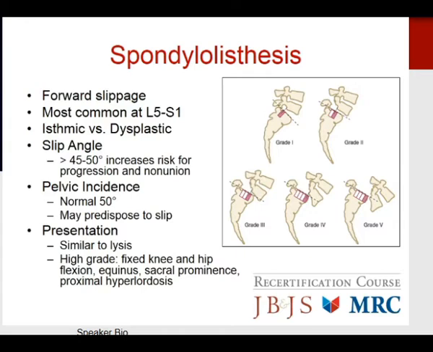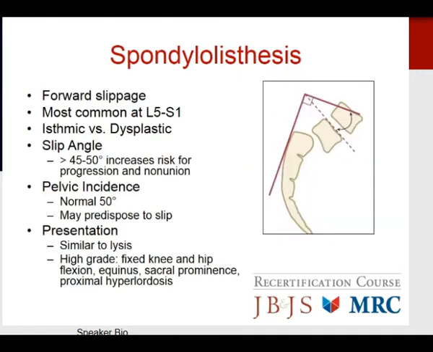The Meyerding classification of spondylolisthesis is based upon the amount of forward slippage of one vertebra on the other. Grade 1 is between 0 and 25%, grade 2 up to 50%, and so on and so forth, up to a grade 5, which is complete spondyloptosis of the cranial vertebra on the caudal vertebra. The slip angle is also an important concept. A slip angle greater than 45 to 50 degrees increases the risk for progression as well as non-union.